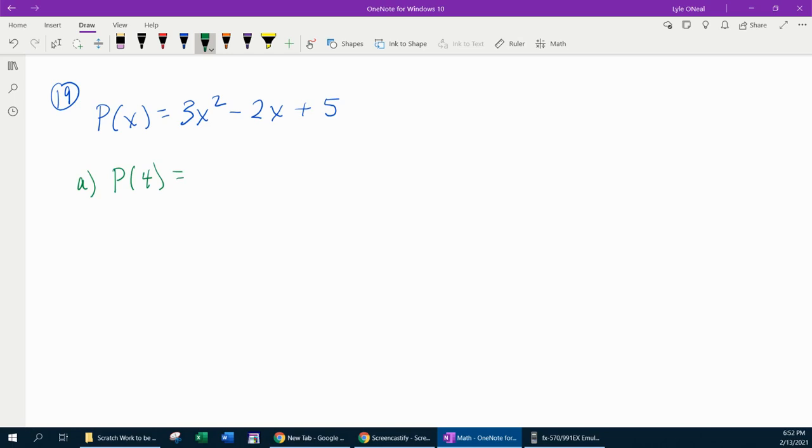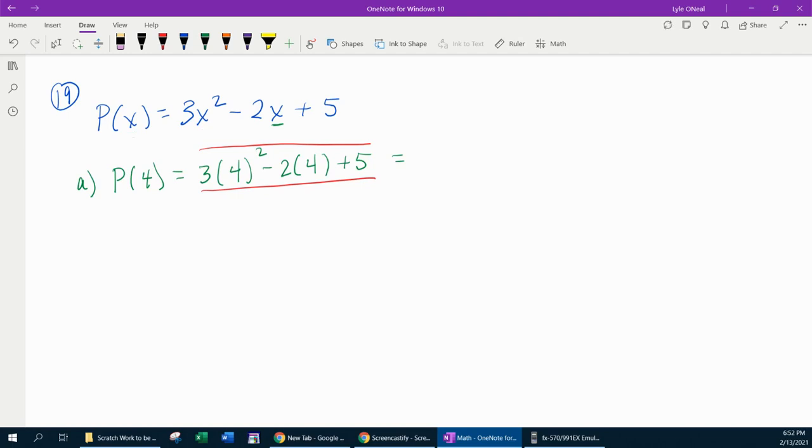So what that means, it means that the 4 is going to take the place of every x in the function. That's going to be 3 times, instead of x squared, it's going to be 4 squared. Minus 2 times, again the x gets replaced with the 4, plus 5, and then this, all of this in the red bars, you're going to simply work that out and give the answer.